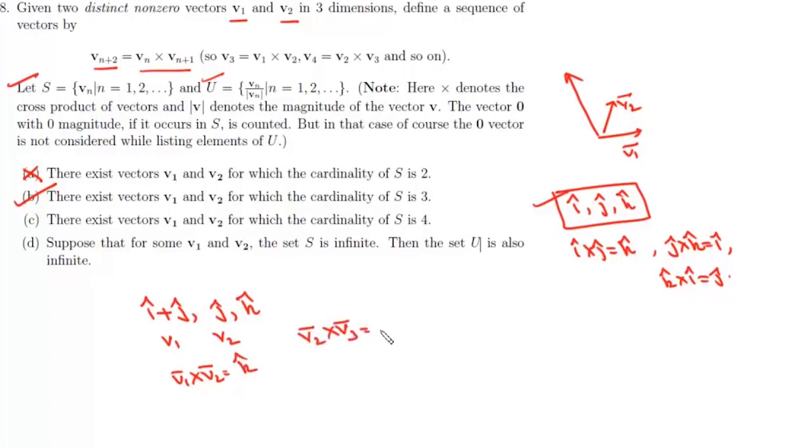V2 cross V3 will be J cross K I, and then it'll be J. So now we have I plus J, J, K and I. We have 4 different vectors. So in this case, cardinality of this set is 4. So this option C is also correct.